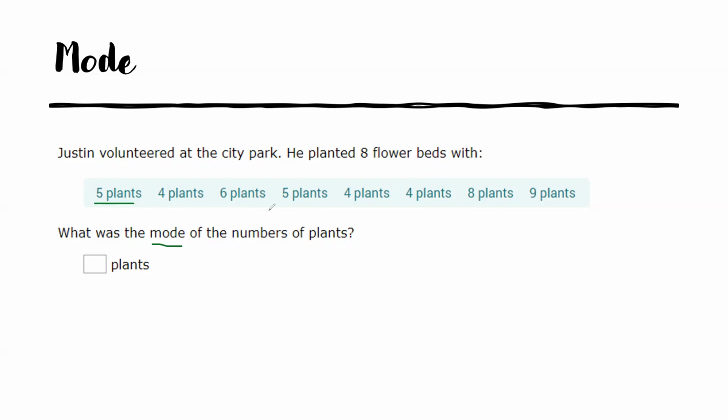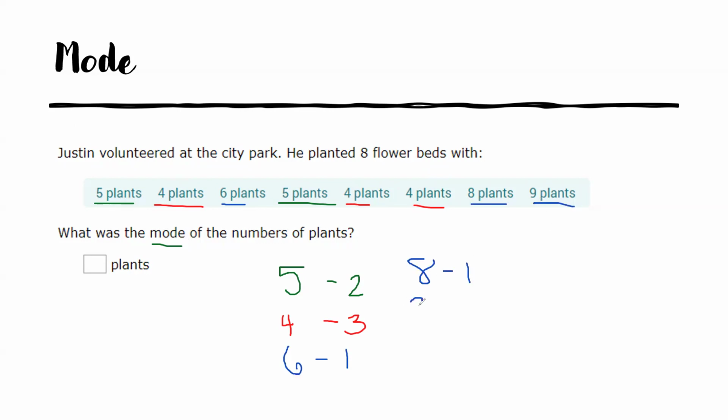So we see 5 plants. That occurs twice. So 5 plants happens 2 times. And then 4 plants happens 1, 2, 3 times. Then 6 plants only happens once. 8 plants only happens once. And 9 plants only happens once. So our winner here would be 4 plants because that occurs 3 times. That is the mode.